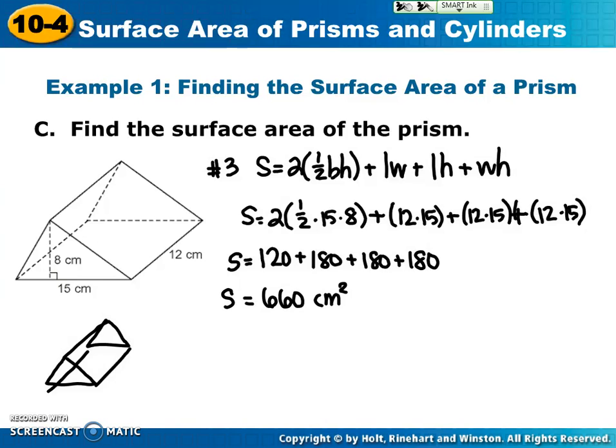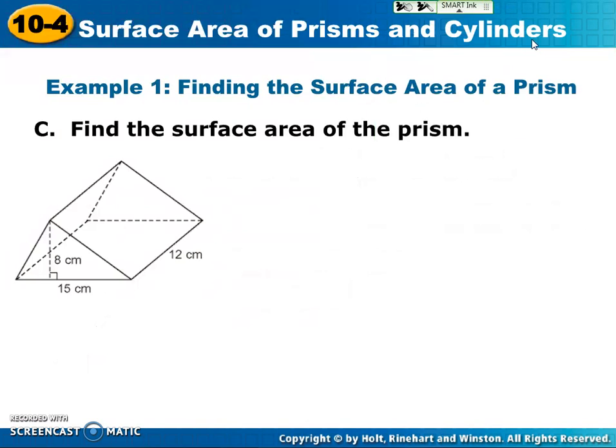All right, so there's our final answer. We found the area of a triangle, multiplied it by 2 because there's 2 of them, and then found the area of all the rectangles on the side, added it all together to get our final answer. Go ahead and pause this so you get your answer.